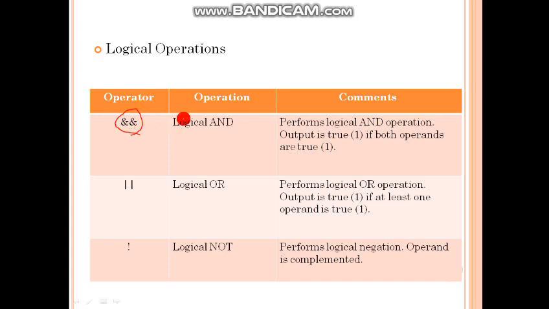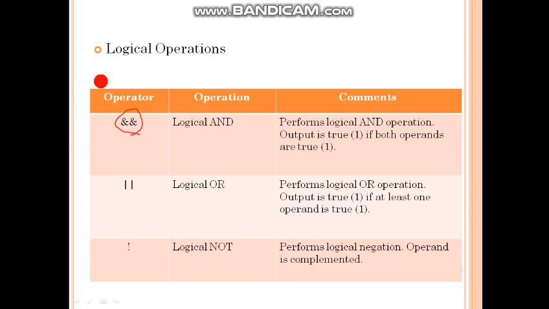Logical AND performs a logical AND operation where the output is true if both operands are true. It means if both the operands are 1, its output will be 1. So this is all about the logical AND operator, which is one of the logical operations.